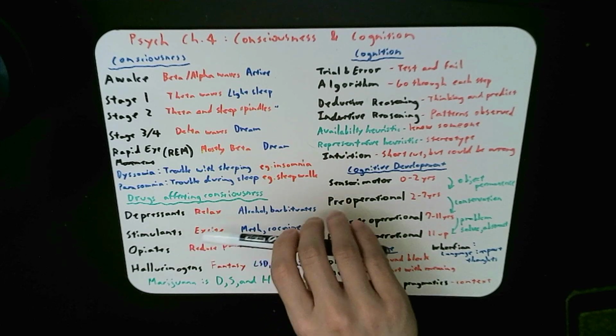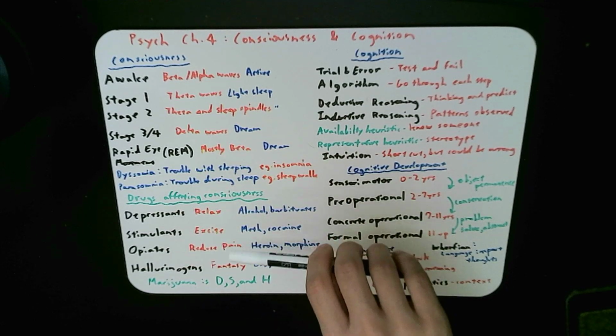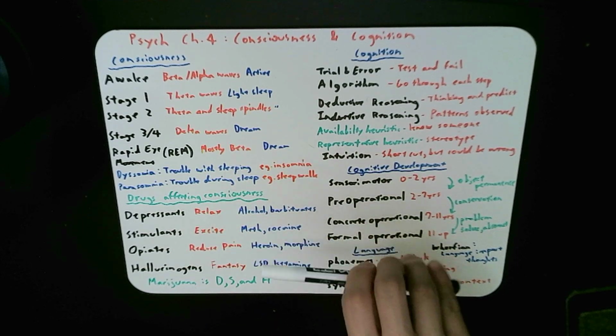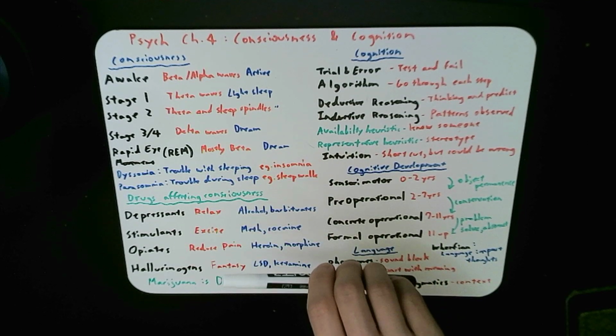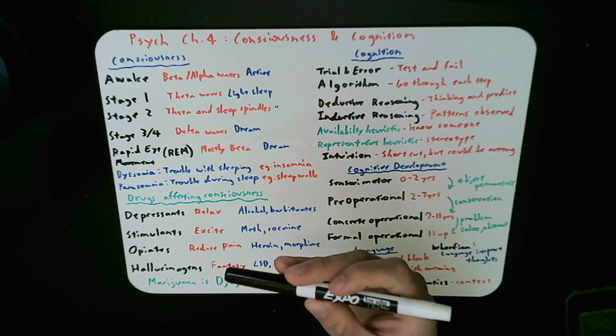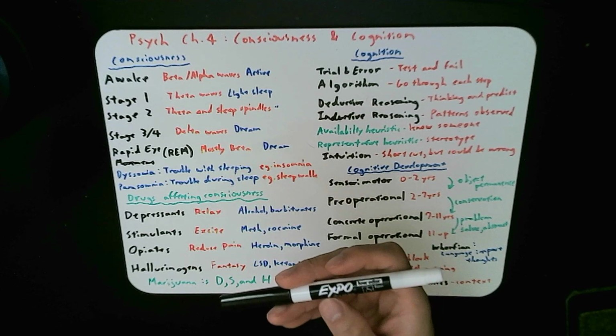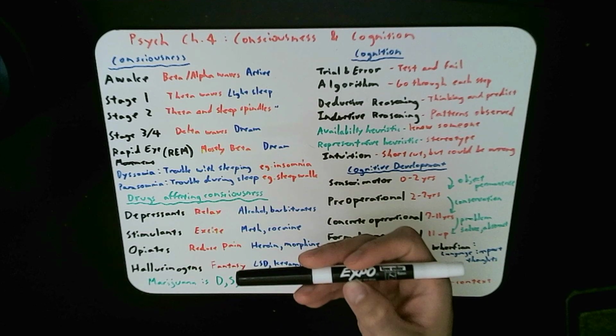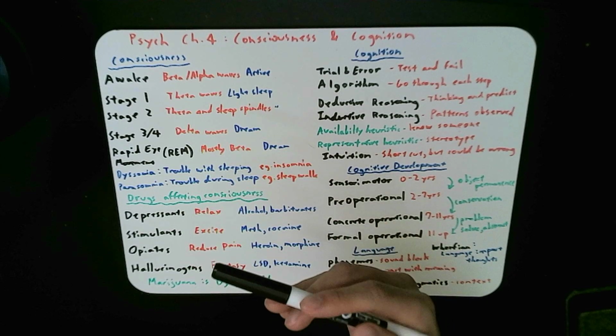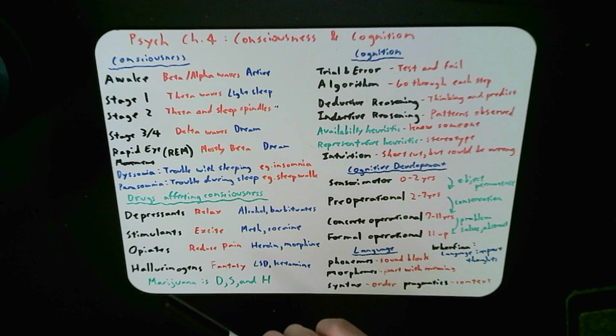Stimulants are used to excite, so they include amphetamines, meth, and cocaine. Meth is just shorthand. Of course, some are used recreationally, to the point of drug abuse. So it is very important to pay attention to what they use and what they do.